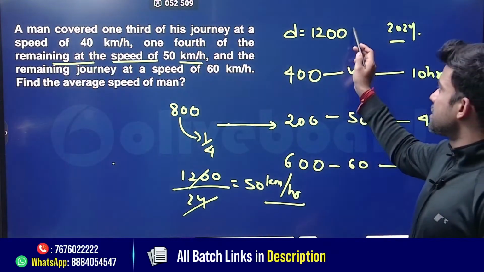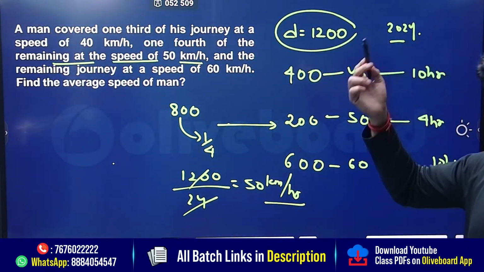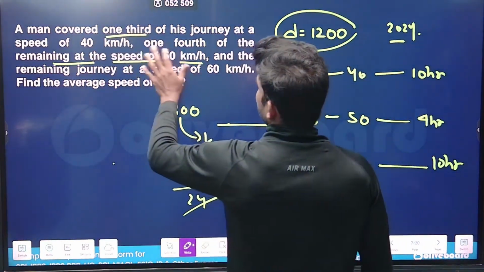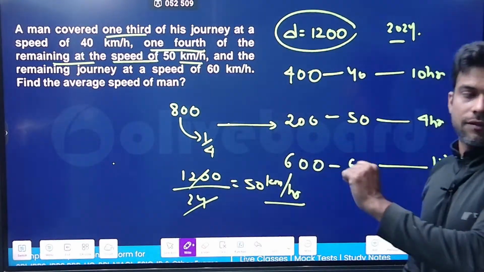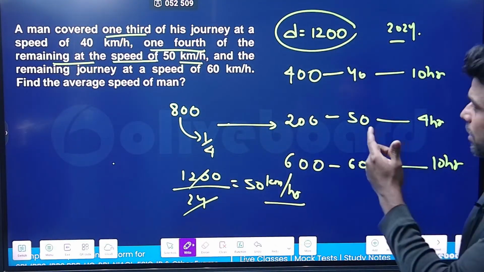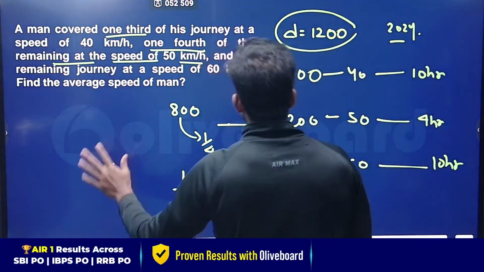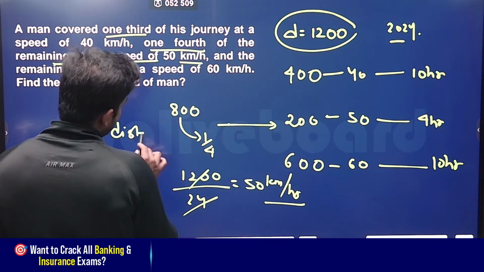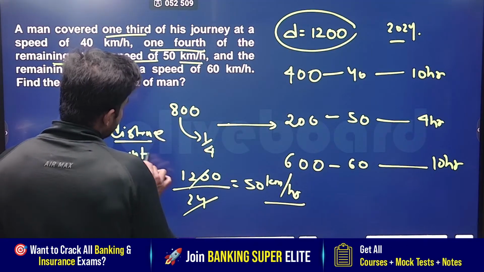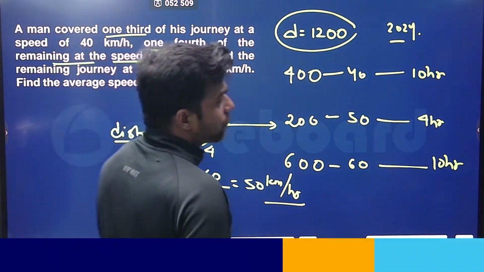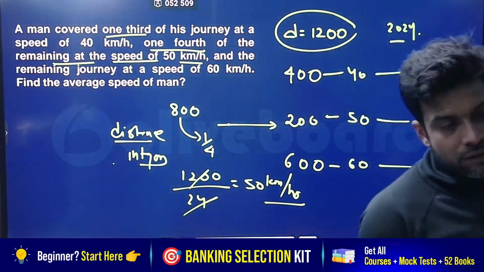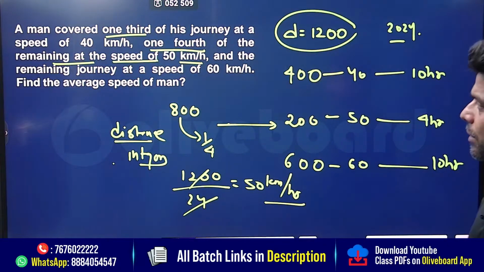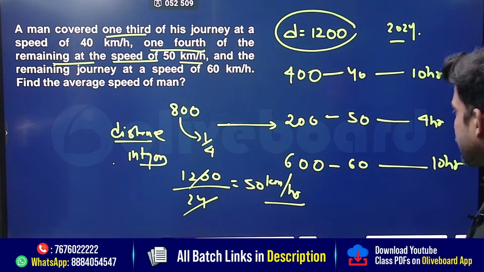I have assumed this distance as 1200. Now, what is the mindset behind assuming 1200? Because of seeing the words 1/3 and 1/4, my logic says I want my distance in terms of integer. So that is the reason I thought I should assume my distance would be 1200, which is also a multiple of 40, 50 and 60, and also if you divide by 1/3 and 1/4, it would give me the integer value.